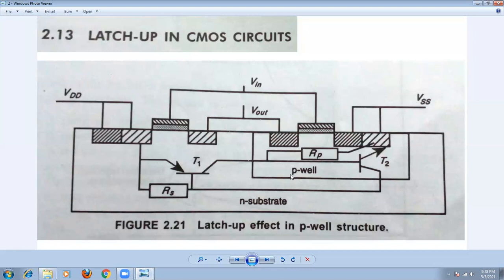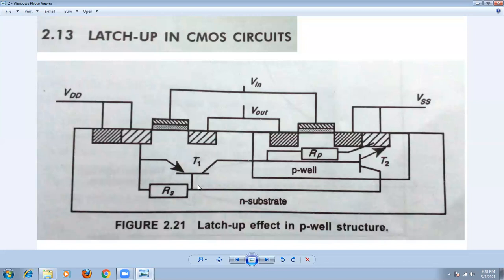Remember that you can increase the substrate doping. That is the first thing. You can increase the substrate doping so that resistance RS will be reduced. Similarly, if you reduce the resistance RP, what happens? How to reduce the resistance RP? During the construction only. Because of that, the low resistance path will be reduced. Reduce the resistance RP.